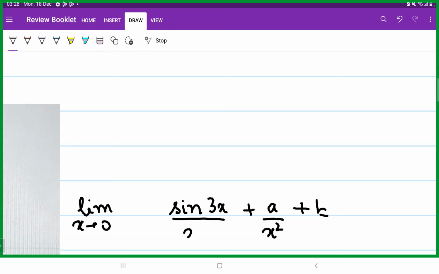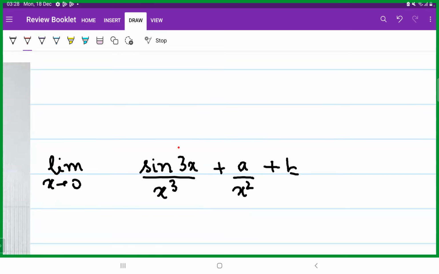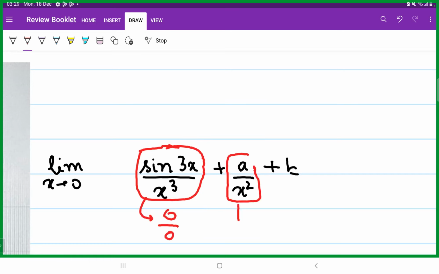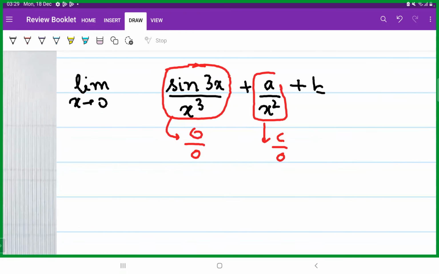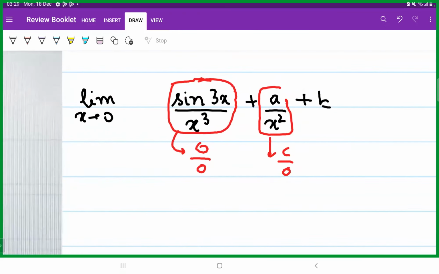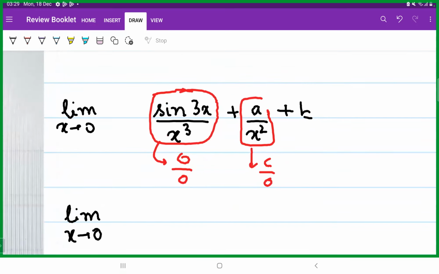So as you can see, this particular portion of the limit is in the form 0 by 0. This is in the form of some constant by 0, and this is simply b. So we now need to do something to make this limit solvable. What I can do is expand the sine 3x.